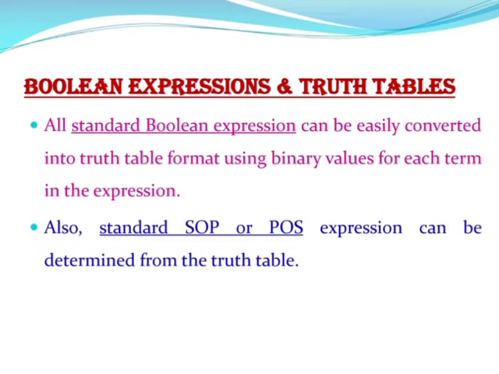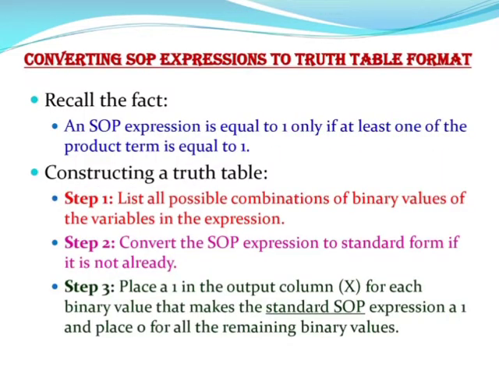Boolean expressions and truth tables. All standard Boolean expressions can be easily converted into truth table format using binary values for each term in the expression. Also, standard SOP or POS expressions can be determined from the truth table. So, converting SOP expressions to truth table format. Recall the fact, an SOP expression is equal to 1 only if at least one of the product terms is equal to 1. So while constructing the truth table, we should list all possible combinations of binary values of the variables in the expression.